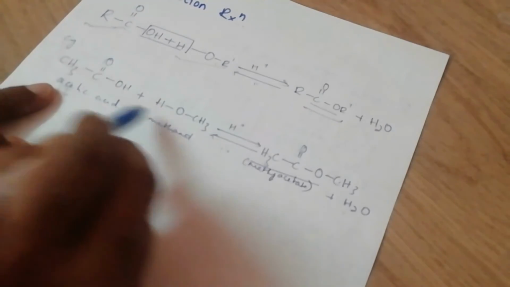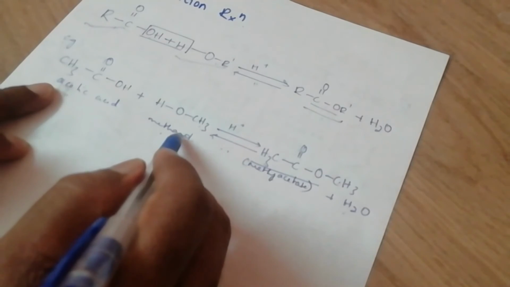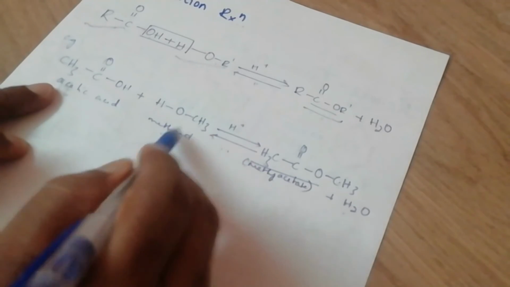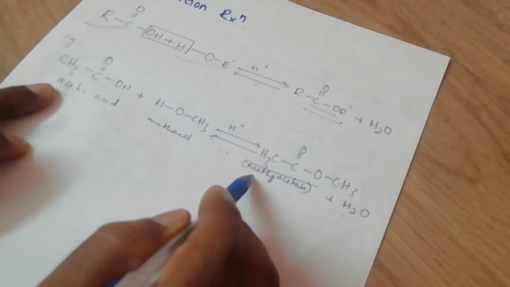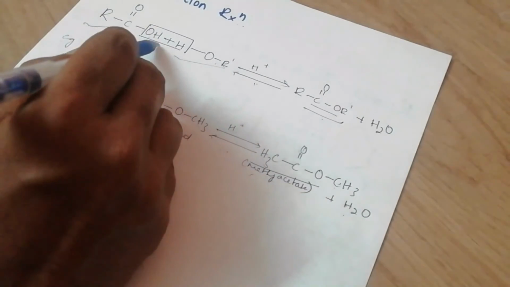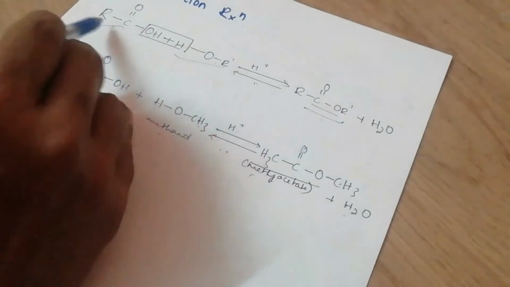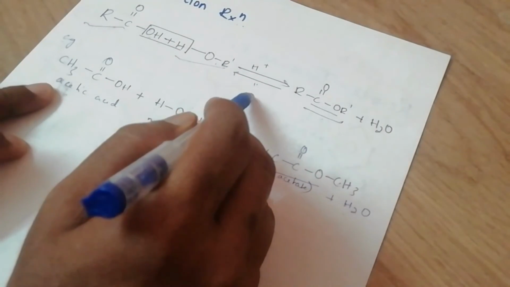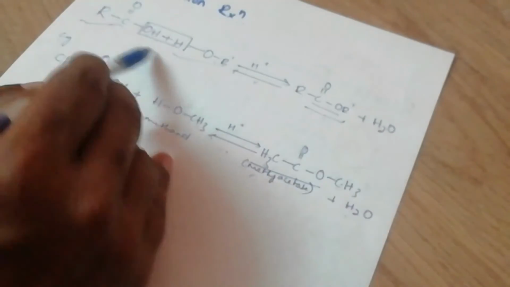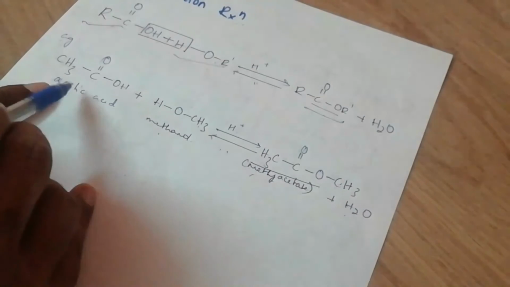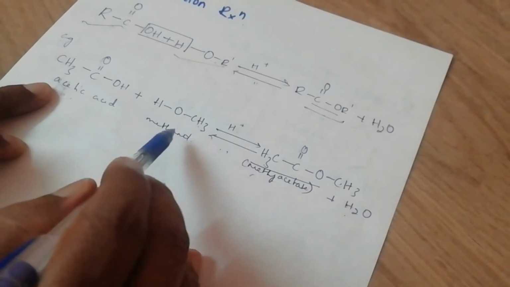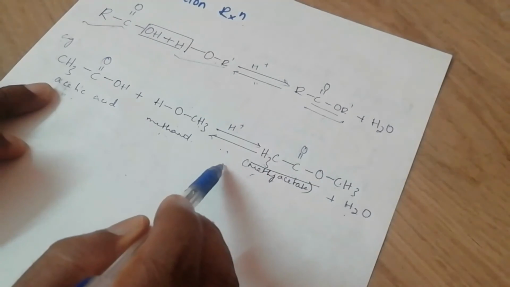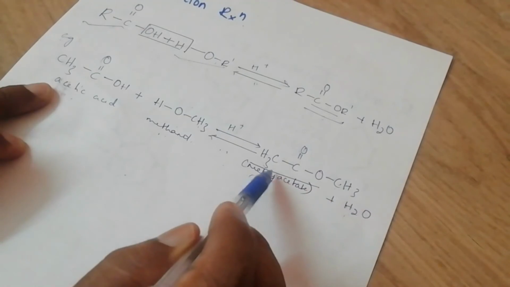But instead of methyl alcohol, if we use ethyl alcohol, ethyl acetate comes. To explain the esterification reaction, you have to write the general equation, then give an example. Any carboxylic acid reacts with any alcohol in presence of concentrated sulfuric acid to give ester. This is called the esterification reaction. Best example: when acetic acid is treated with methyl alcohol in presence of concentrated sulfuric acid, it gives methyl acetate.